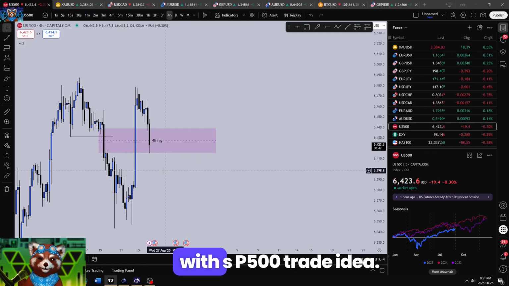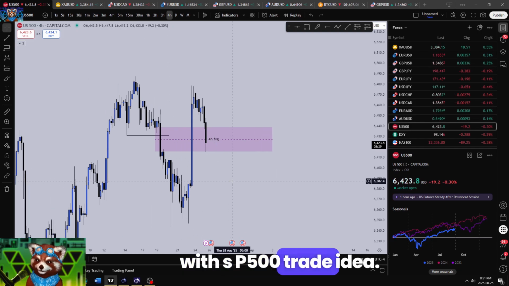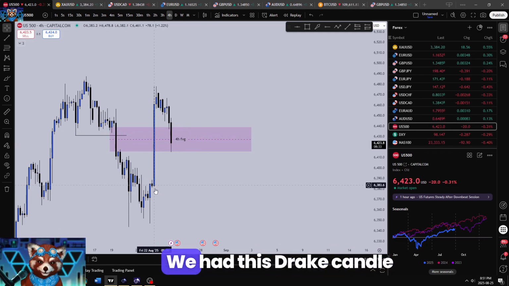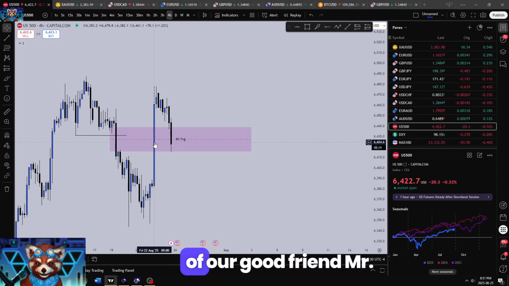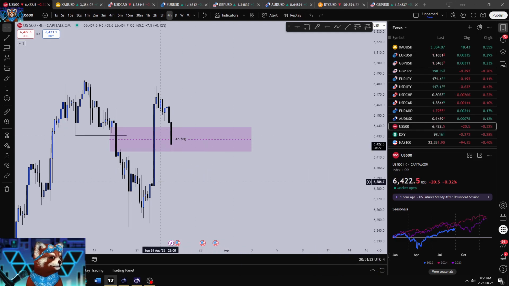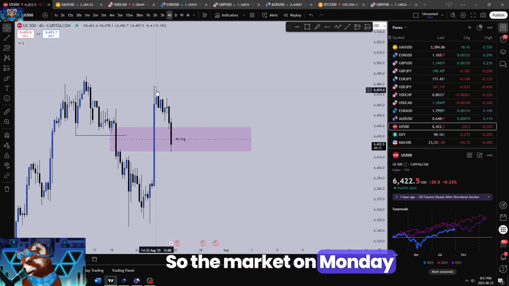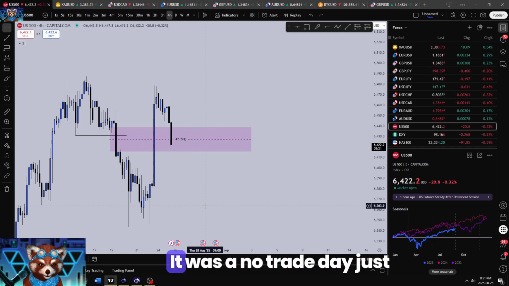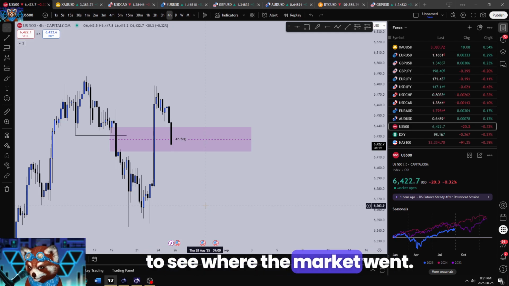We're going to start off with an S&P 500 trade idea. What we have is this 4-hour fair value gap. We had this Drake candle on Friday because of our good friend Mr. Powell. So the market on Monday today had to adjust, and that's what we were waiting for. It was a no trade day just to see where the market went.